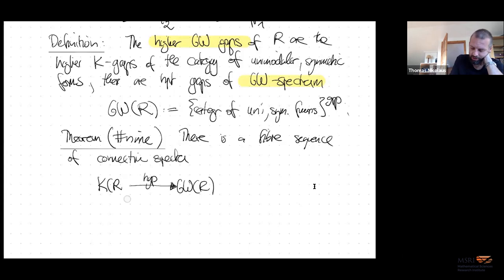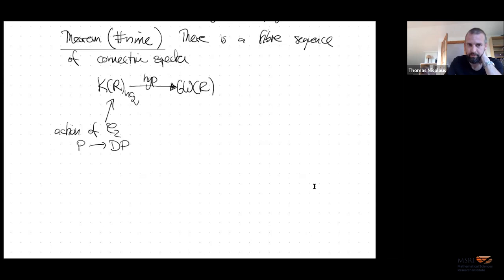but this actually factors over the homotopy orbits of a certain action of the group with 2 elements on the K-theory spectrum. And how does this action go? Well, the generator of C2 will just send a module P to its dual. So that will, in fact, define an action on the K-theory spectrum. And then the claim is that the cofiber of this is something which is well known, which I denote L^s classical of R.